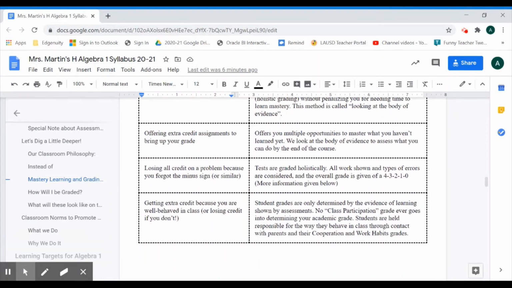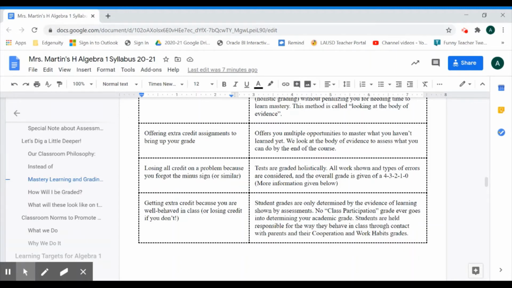Another thing many of you are familiar with or are used to is offering extra credit assignments to bring up your grade. Unfortunately, extra credit just ends up inflating your grade. And again, it won't reflect what you've actually mastered in the course. So I will not be offering extra credit assignments as a way to bring up your grade. I am always open to giving you extra practice if you feel that you need it to prepare for an assessment, but extra assignments will, again, not count towards the letter grade.